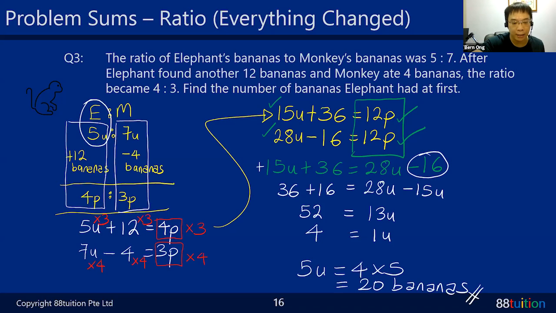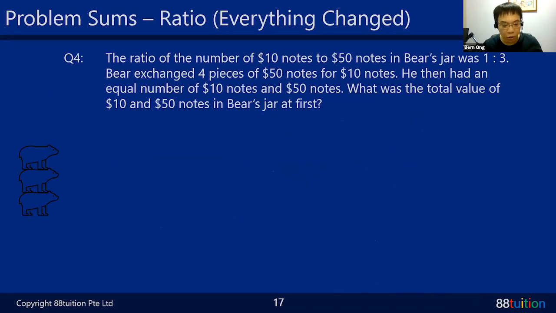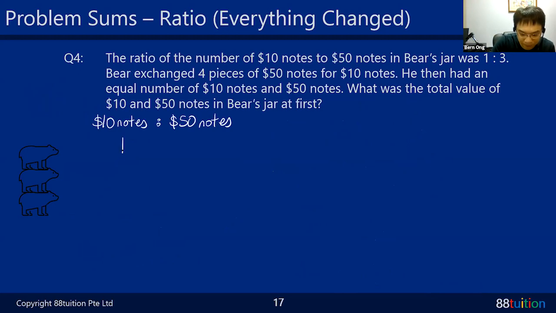All right. Okay, question 4. The ratio, Bebes. You know Bebes? Oh, you typed wrongly. Okay, never mind. The ratio of the number of $10 notes to the number of $50 notes. So we have $10 notes here versus the $50 notes here. And the ratio is given. Good job, Bear. It's 1:3.